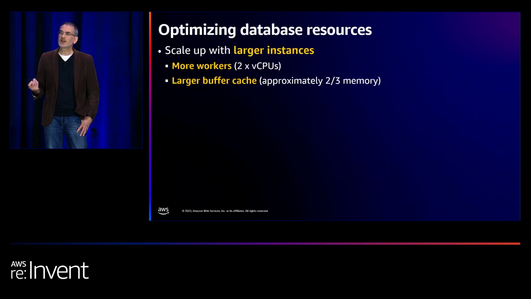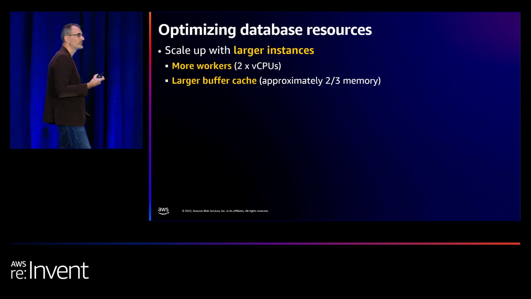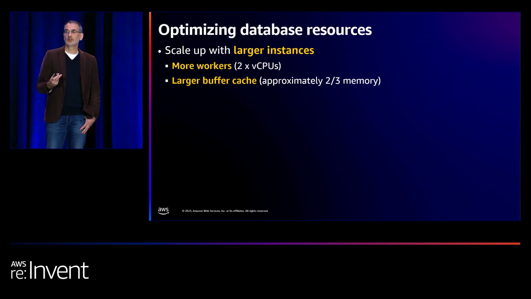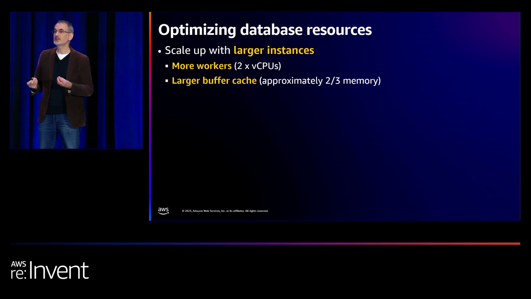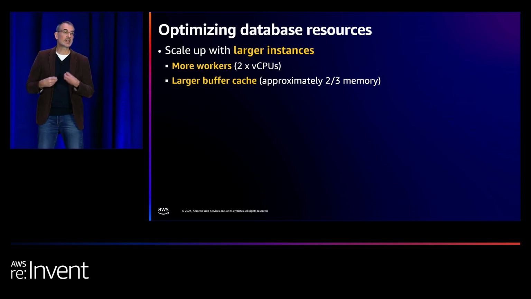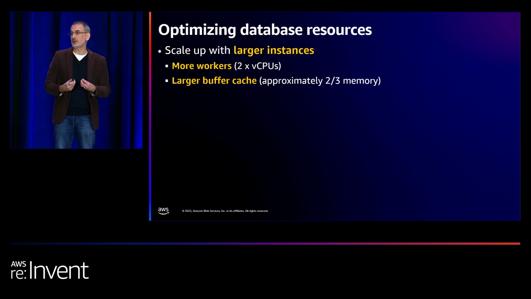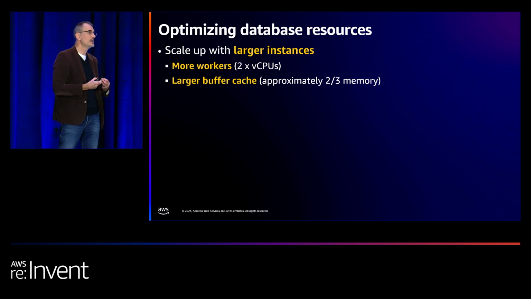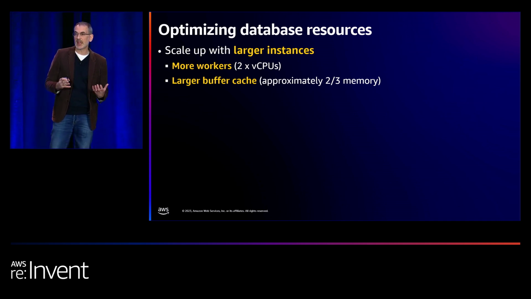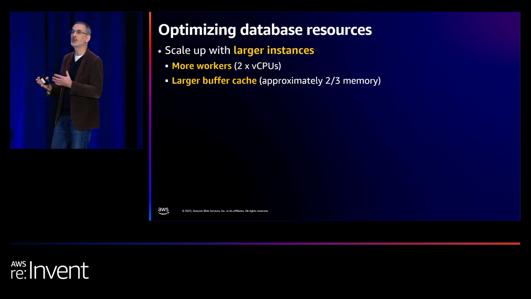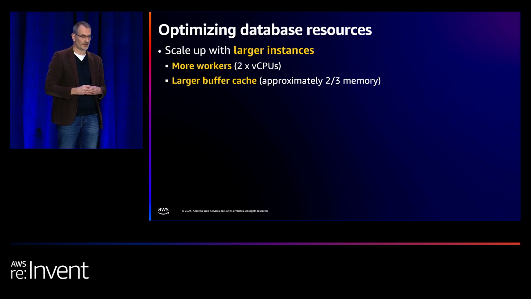So having identified your scaling needs, what can you do about it? Well, you can scale up with larger instances. Bigger instances give you more worker threads, and the number of worker threads is equivalent to 2 times the number of virtual CPUs on each instance. And bigger instances will also give you a bigger buffer cache. And the size of the buffer cache is approximately 2/3 the main memory available on each instance.